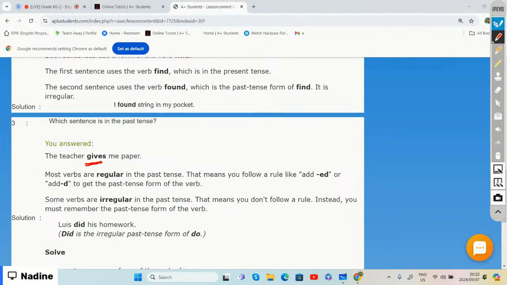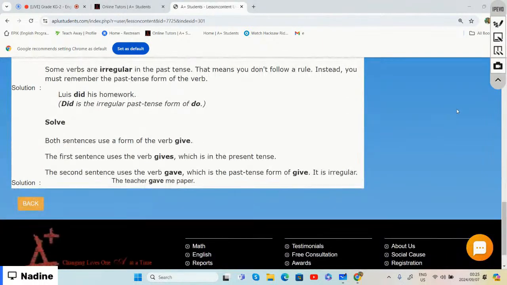All right. So if we were to identify the past tense of gives, we would say the past tense of gives is gave. Right? The teacher gives me paper. The teacher gave me paper. Right? And that is our irregular past tense of the word gives.